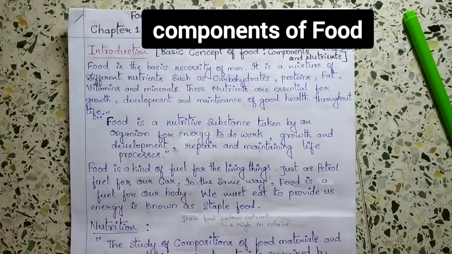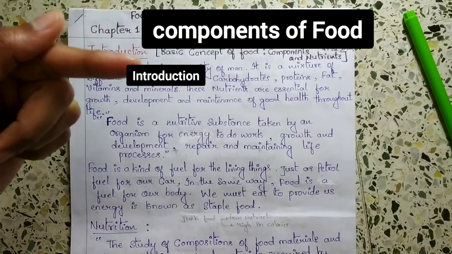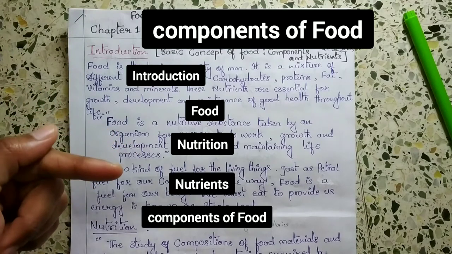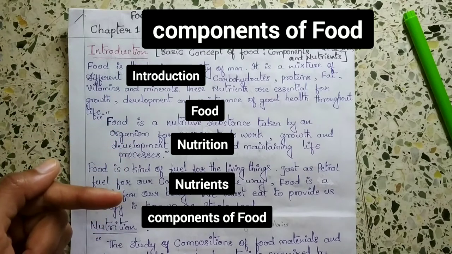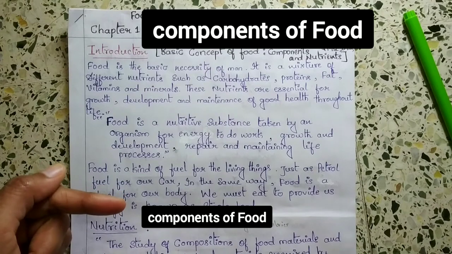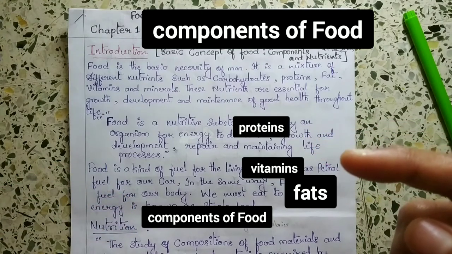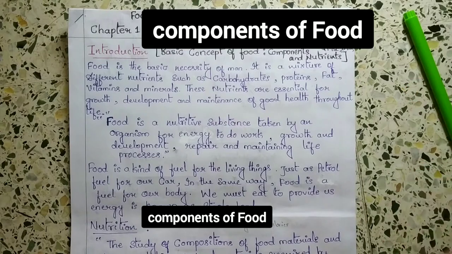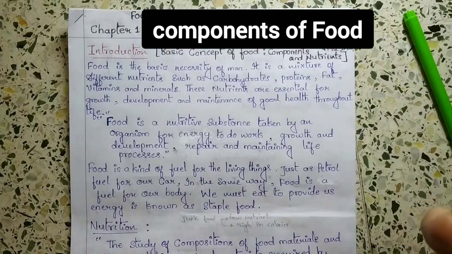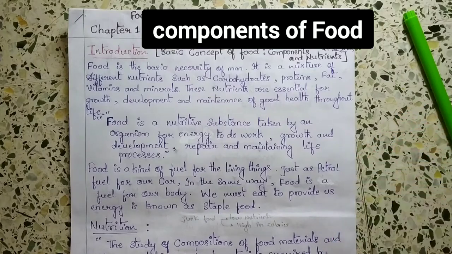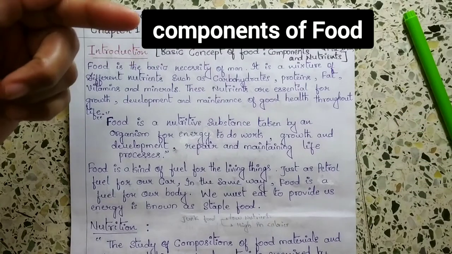Okay, so in this video we will discuss a short introduction, and then the definition of food, the definition of nutrition and the definition of nutrients, and later we will discuss the components of food. In the components of food you are going to get carbohydrates, proteins, vitamins, fats, then macronutrients and micronutrients. In the micronutrients you are going to get the vitamins and minerals. Okay, we will discuss that now.